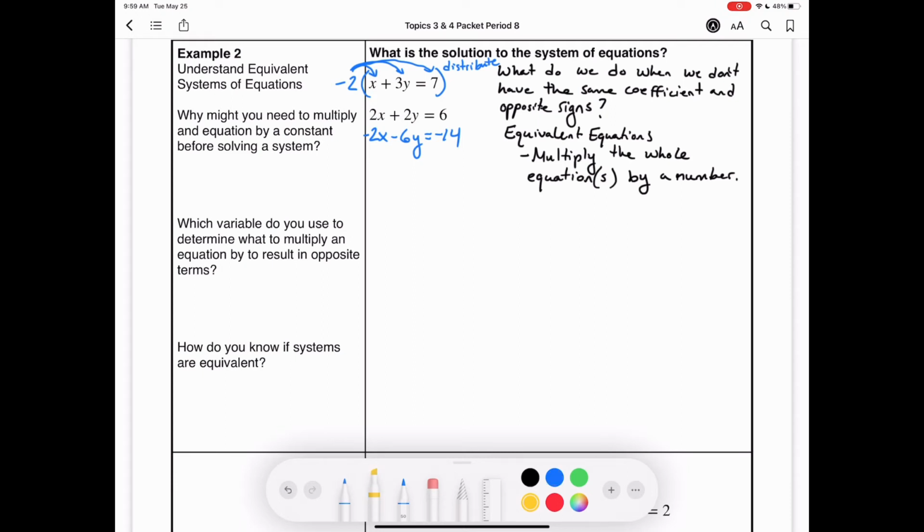Our x's have the same coefficient and opposite signs, so we are ready to use our elimination method and add the two equations together. Okay, so 2x plus negative 2x is the same as subtracting, so 2x minus 2x is 0. So we eliminated the x's. 2y plus a negative 6y is negative 4y. And 6 plus negative 14 is negative 8.